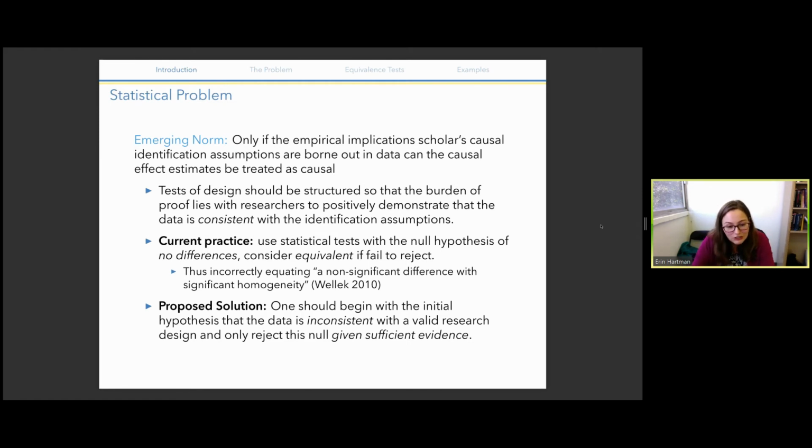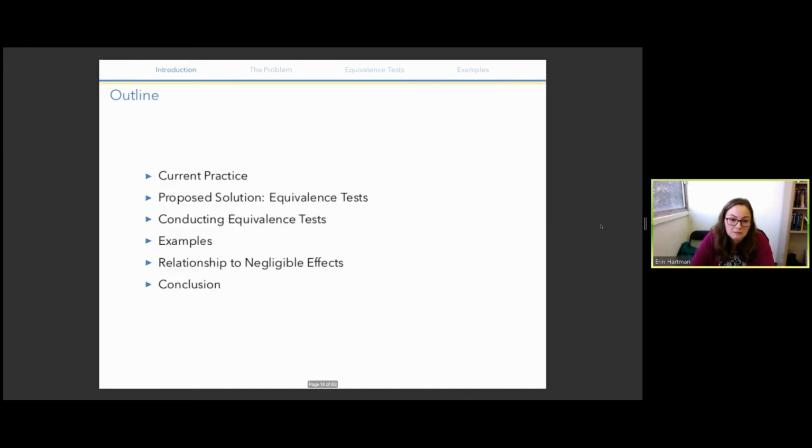This way I ask, what's the alternative? Our null hypothesis should be that the data is inconsistent with the observable implications of a valid research design, and we should only reject this null, that our data is problematic, if we see sufficient evidence.